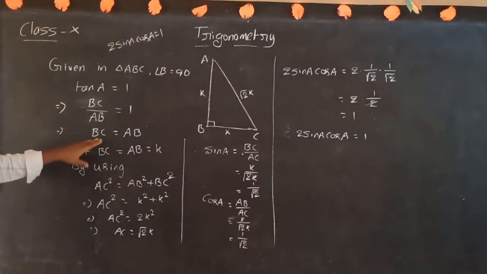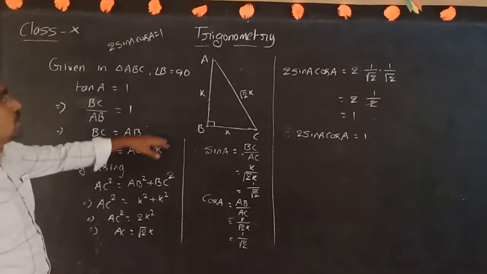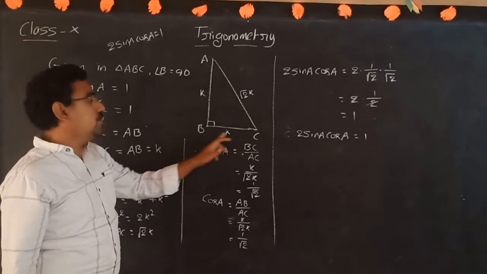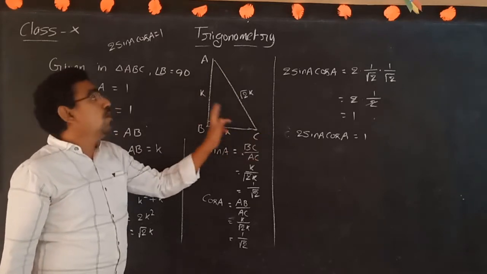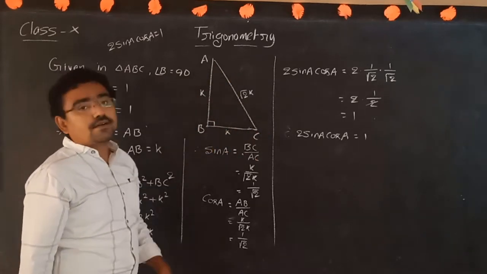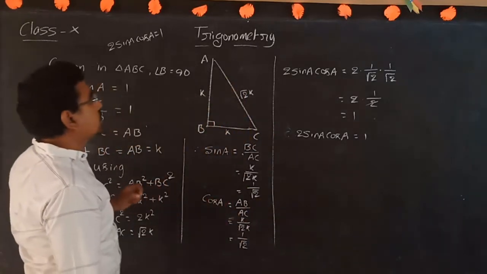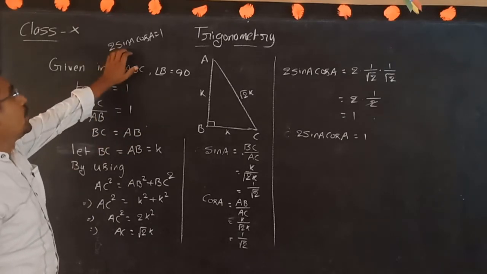Here AB equals BC will come. So this value will be the K value. If we assume AB equals K, the BC value will come. By using the Pythagoras theorem, it is easy to identify the AC value. When we know the three sides of the right angle triangle, it is easy to define the ratios. But what we need actually are the sine as well as cos ratios to verify this problem.